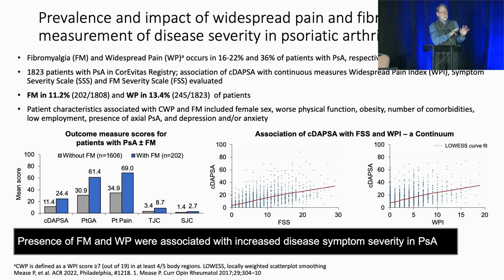But it's a continuous curve. And so there may be moments where if the patient is well treated, they're on the lower end of this curve, but if they're inadequately treated, they will be high on this fibromyalgia curve, which then influences their disease severity outcome measures. So it does appear to matter.